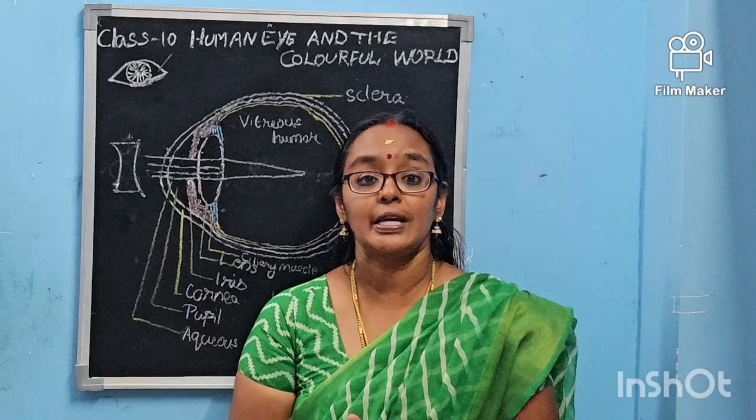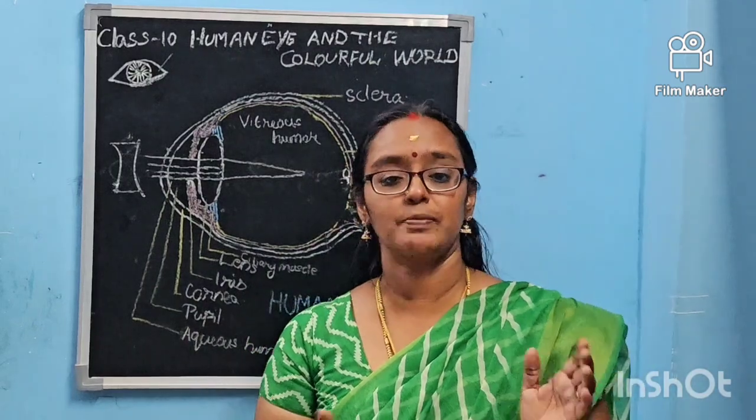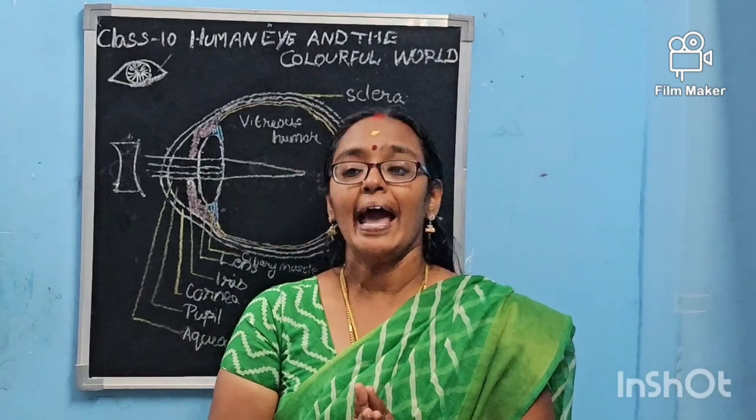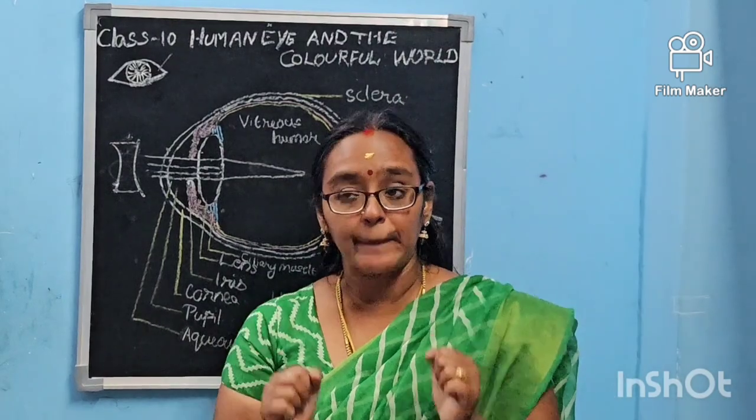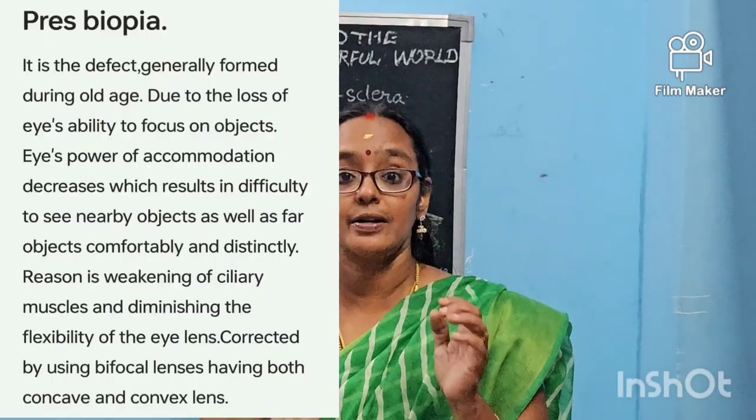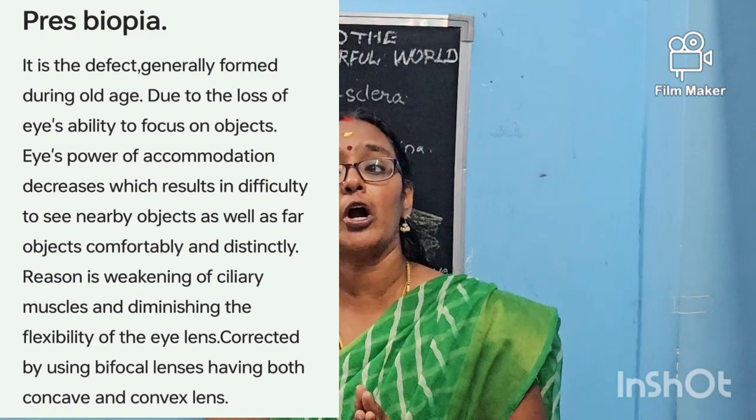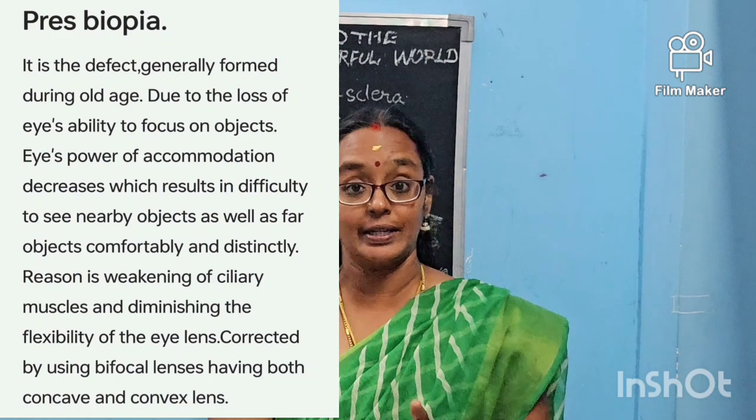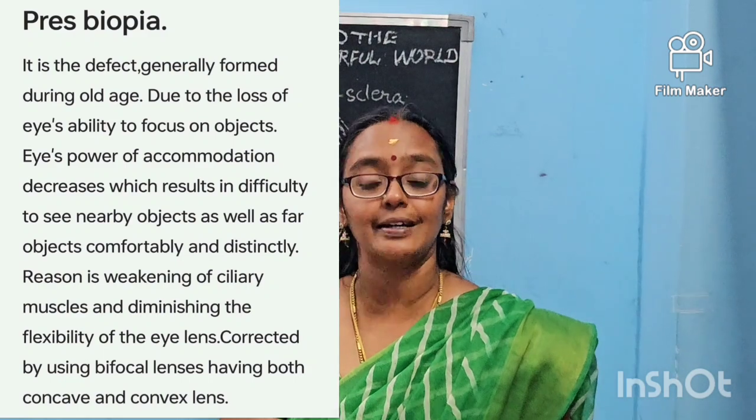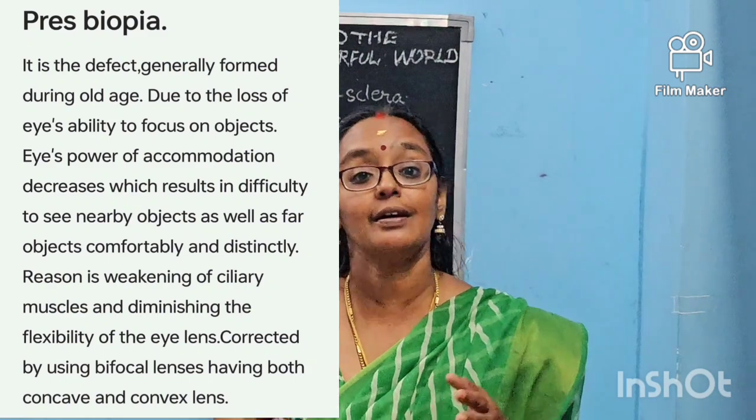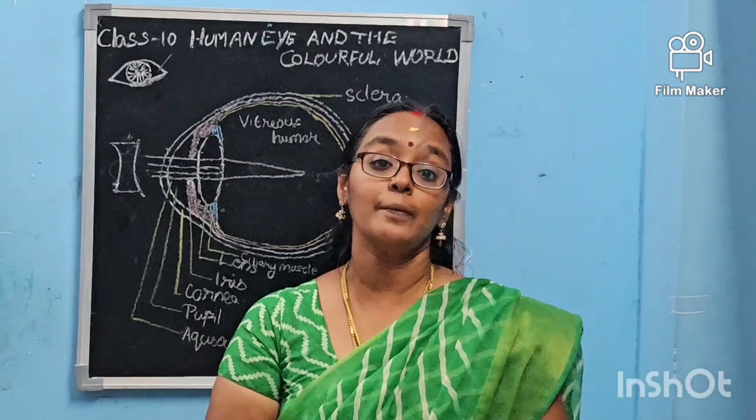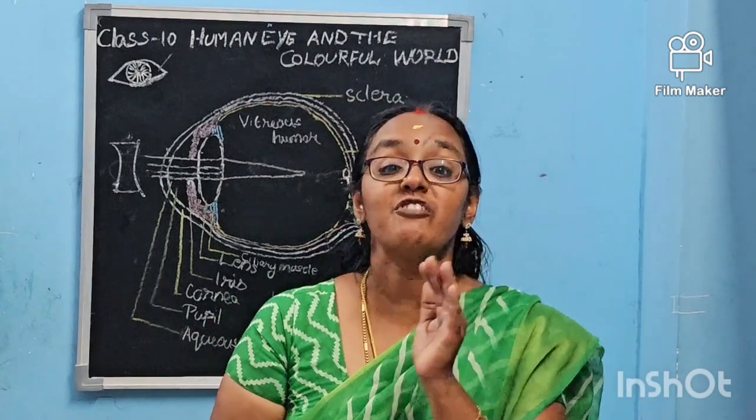Now we are going to see presbyopia. What is this presbyopia? Normally in old age, presbyopia will be formed. Actually, the reason is the power of accommodation will be reduced to a large extent, so that the person who is having presbyopia will not be able to see things clearly, even though they are near to them and far from them. That is presbyopia. Nearsightedness and farsightedness will be together for those people. So how can presbyopia be cured? It can be cured by using bifocal lenses.